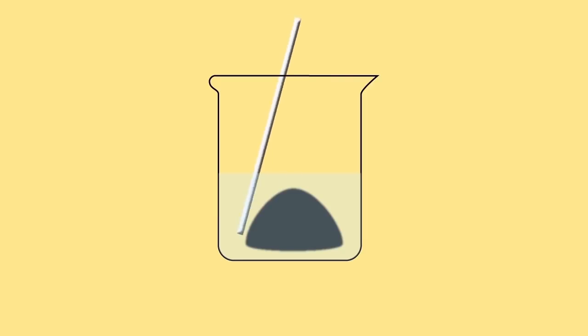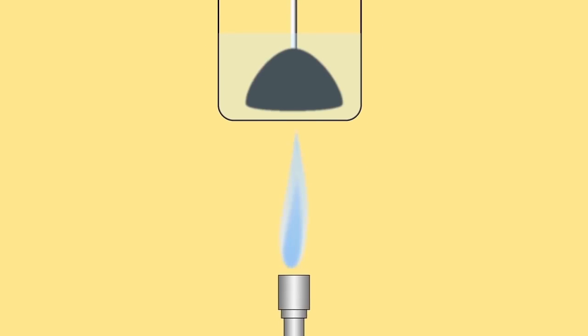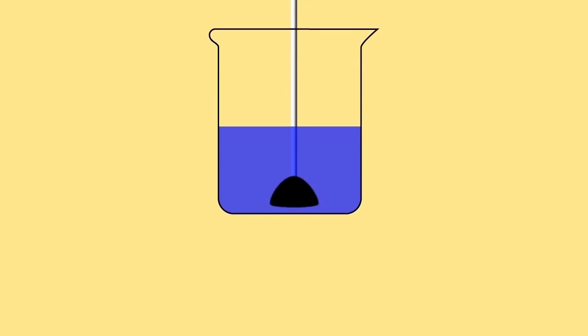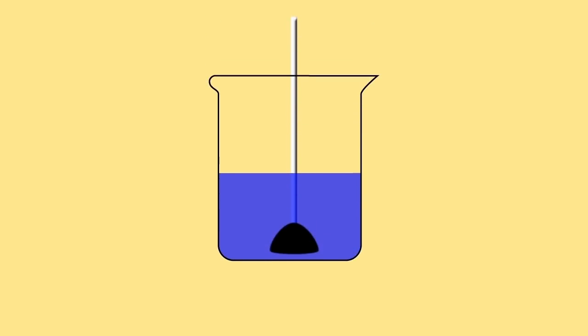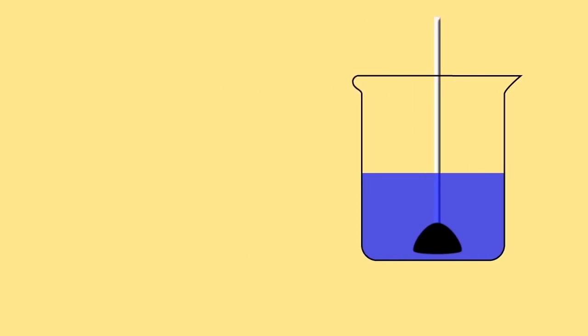Mix with a glass rod. Not very exciting, is it? But if you heat this over a roaring Bunsen burner flame while stirring, it turns bright blue. This is how you know that the reaction is complete. Let's remove it from the heat and let cool while we discuss the chemistry of this reaction.